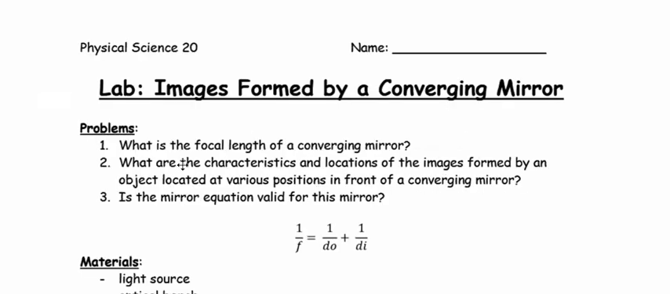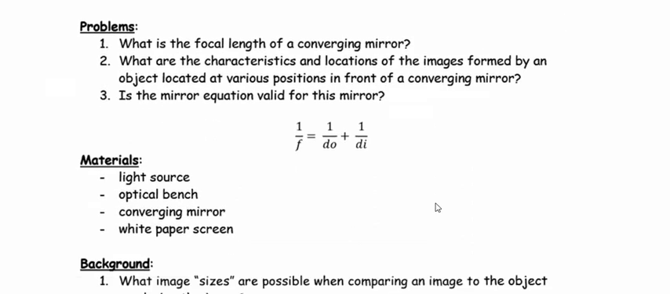So the problems: what is the focal length of a converging mirror? What are the characteristics and locations of images formed by an object located at various positions from a converging mirror? And is the mirror equation, 1 over f, 1 over the focal length, equal to the sum of 1 over the distance of the object and 1 over the image distance from the converging mirror? So materials: light source, optical bench, etc. For using the online simulator, of course, we have all that information there.